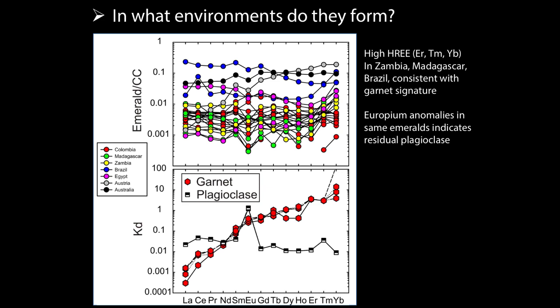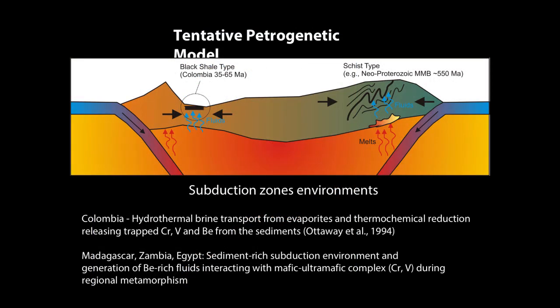So basically, the signature of these emeralds, at least for all the ones that we studied except Colombia, shows an environment where plagioclase was removed and stayed as a restite, and then the fluids that were going through broke down the garnet, so they have a garnet signature. One of the most plausible environments to do that is a subduction zone environment. So this is a possible tentative petrogenetic model, moving away from descriptive classification.